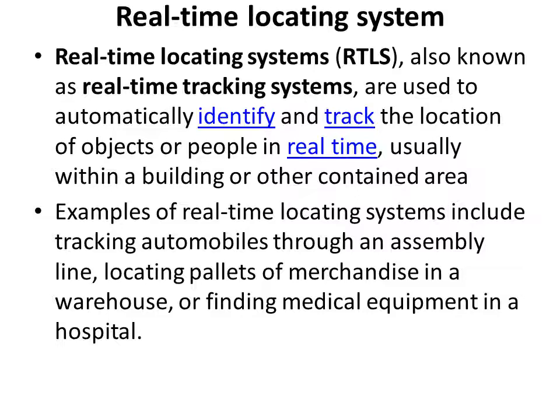Examples of real-time locating systems include tracking automobiles through an assembly line. So how are we tracking the car? By using the GPS. So that is the example. And locating pallets of merchandise in a warehouse, or finding medical equipment in a hospital. So these are the examples of real-time locating system.